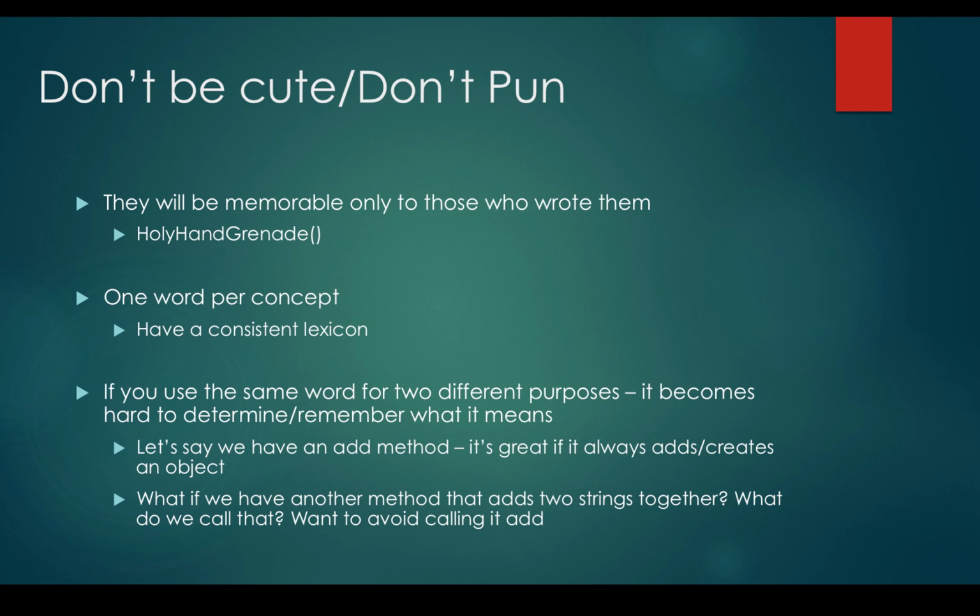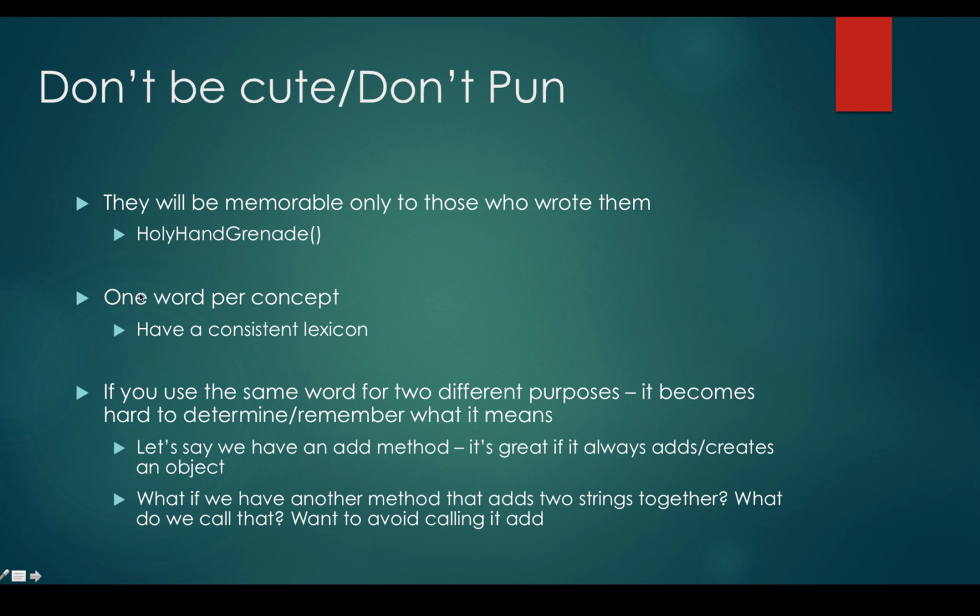Don't be cute, don't pun. Pretty much goes without saying. If you're cute in your code, it may be funny. It's only going to be relevant probably to that team, and the joke can quickly disappear as the team changes. The authors have a function, holy hand grenade, and what does holy hand grenade do, or why is it even funny? I don't know. I mean, it's kind of funny if it deletes everything in the entire system, but for the most part, we want to just stick to the techniques that make up a good name for a good function.